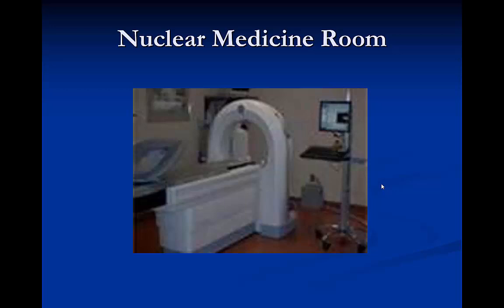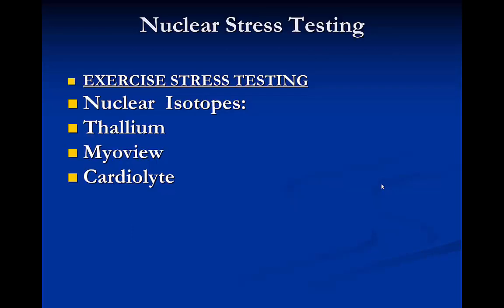Just a picture of a nuclear medicine room. So nuclear stress testing, we have nuclear isotopes, so thallium, myoview, and cardiolite are a few of those nuclear isotopes. And when those get injected into the patient, a nuclear medicine technologist is the one that will come into the room with the isotope, and they will be the ones that inject the isotope into the patient's IV.